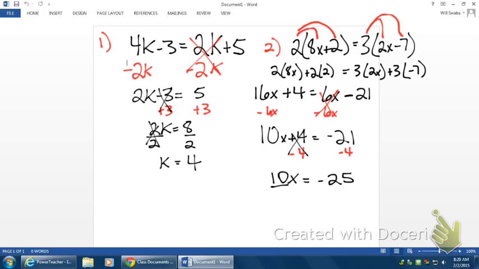And then I'm going to divide both sides by 10. Okay, I got it, 10 times x. Just divide both sides by 10. Yes, so then x will give you a negative, if you want it as a decimal, negative 2.5.